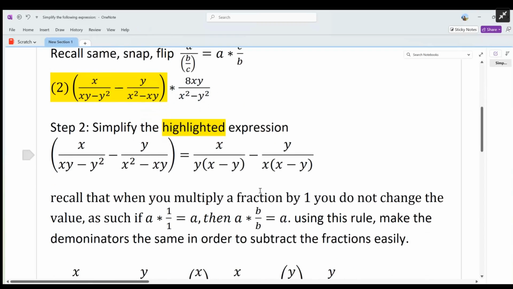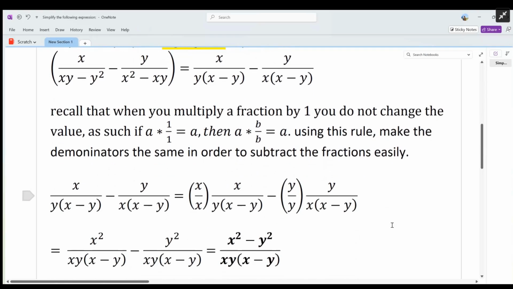Another rule that you should recall is that when you multiply anything by 1, it's the same value, right? a times 1 over 1 is a. And when you divide something by itself, it's also equal to 1. So a times b over b is also still equal to a. Using that rule, we're going to adjust the fractions so that we can subtract these fractions easily. One thing you'll notice is that the left fraction is missing an x and the right fraction is missing a y in order to do the subtraction.